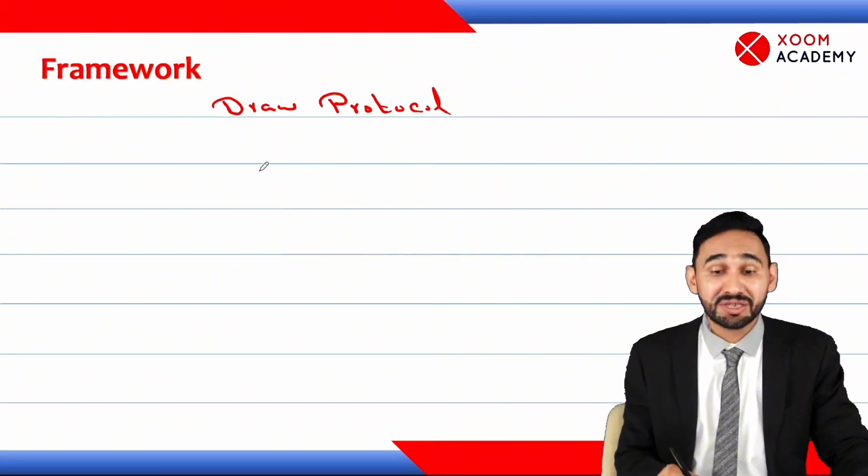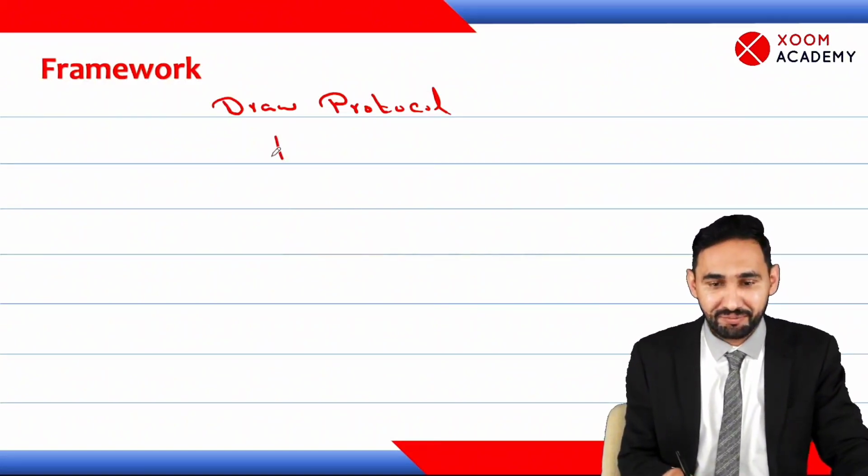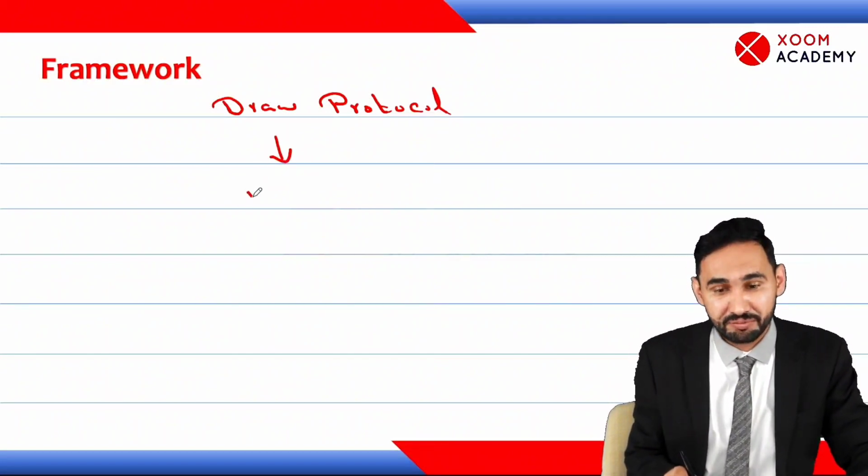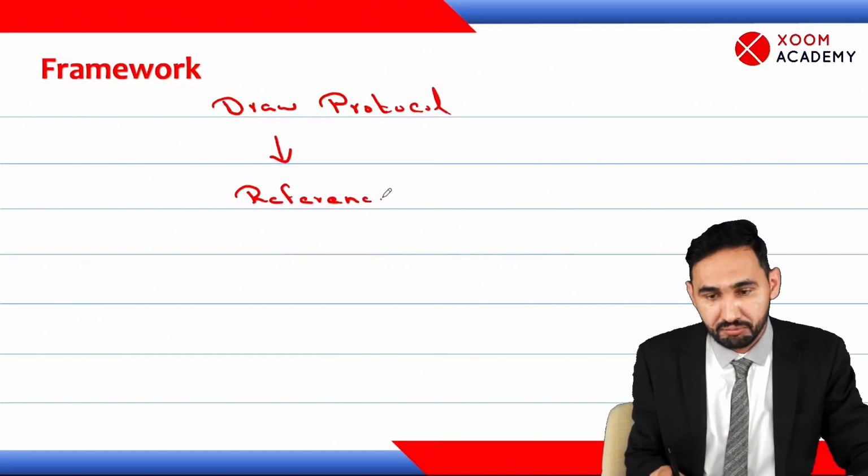We have to draw a protocol before the conduction of a randomized controlled trial. Then, after drawing the protocol, we have to select a reference population. What is the reference population?